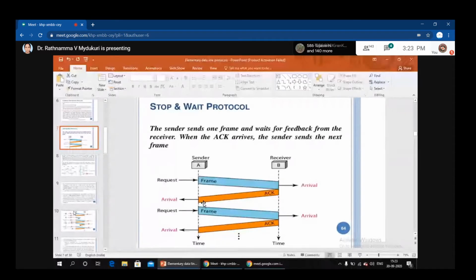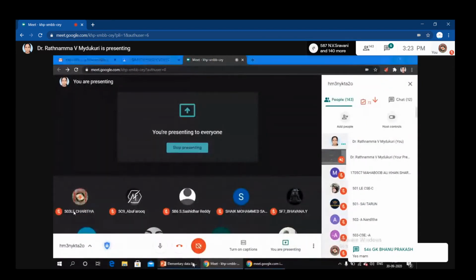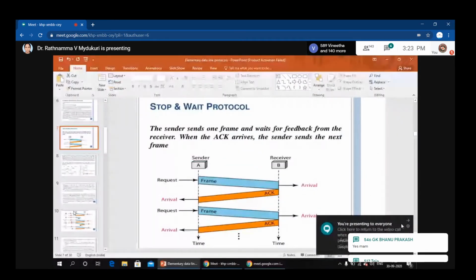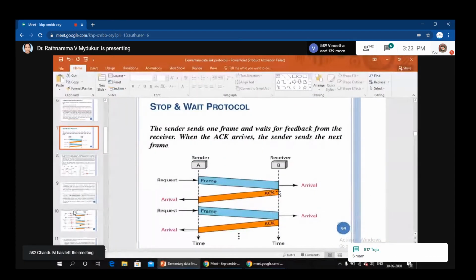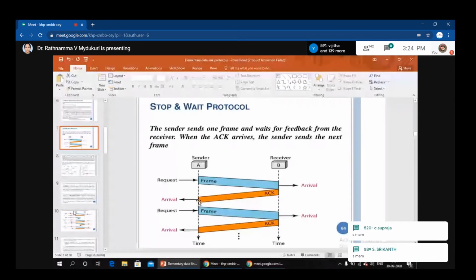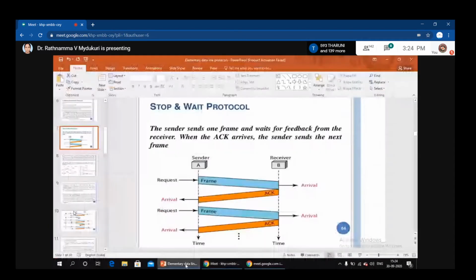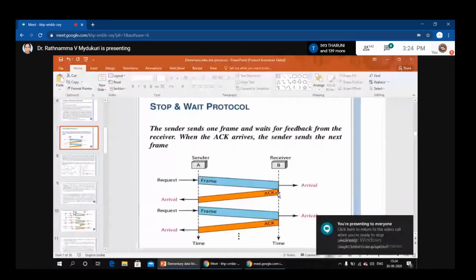Is it a wastage of bandwidth or not? Tell me. Is it a wastage of bandwidth or not? Again, you are sending only acknowledgement with this. Answer my question. Anyone, please unmute yourself and answer my question. Okay, so that means here you are sending only acknowledgement with this.